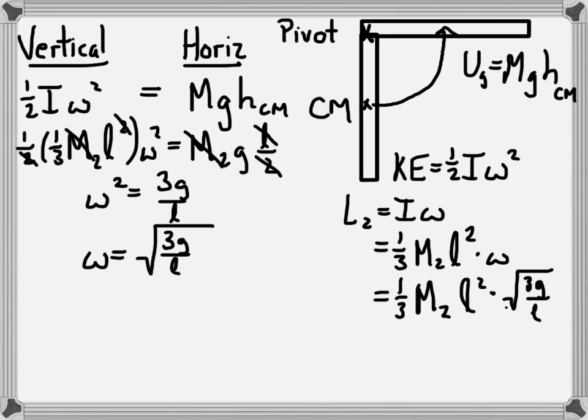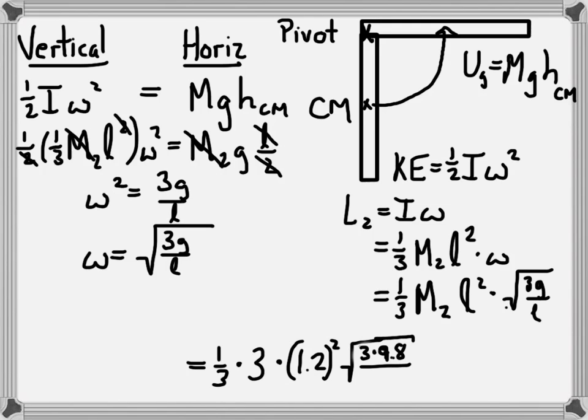And I need to simplify this over here. So when we do that, and now I finally plugged some numbers in, and once I evaluate this, I am going to get a number: 7.13 kilogram meters squared per second. Okay.